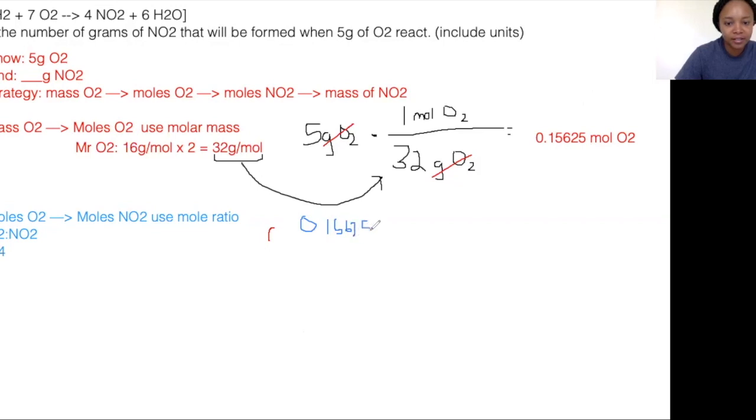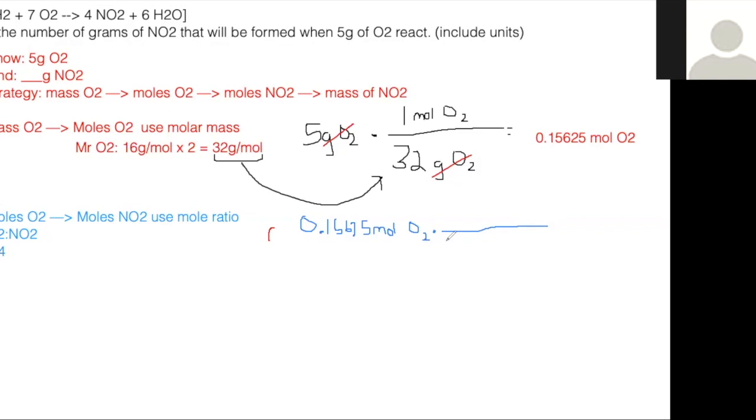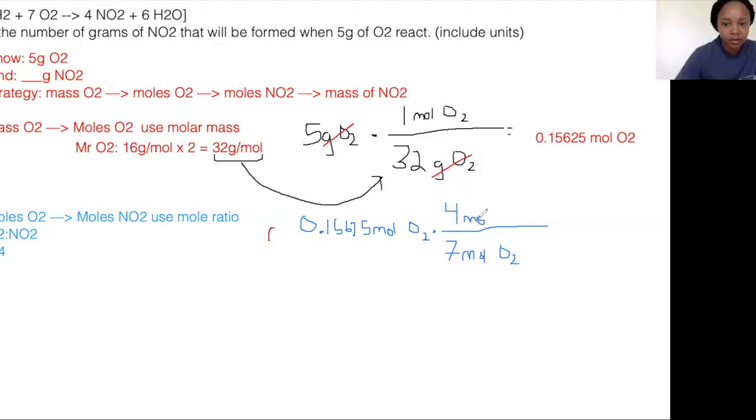0.15625 moles of O2, and then I'm going to multiply it by something. What am I multiplying it by? You put O2, and then you multiply it. For the bottom, you're going to put the 7 moles of O2. And then what's going to go on the top? You're going to put 4 moles of NO2. Perfect. Now you multiply that times 4, and then divide it by 7.